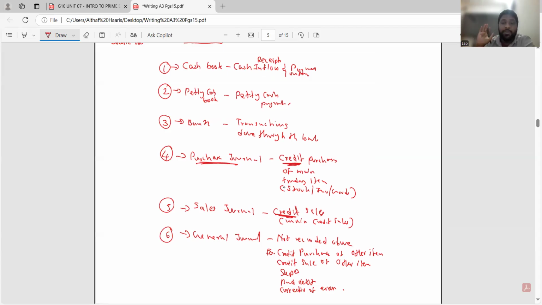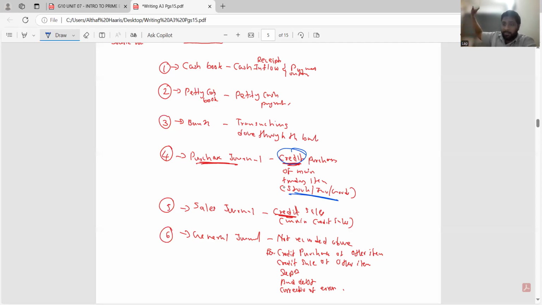First one, cash book: whatever the cash receipts and payments. Then petty cash book: whatever the small payments. Then third one, bank account: whatever the transactions done through the bank. Then the next one is the most important one where most of the students make mistakes. The purchase journal is used only if it is a stock purchase on credit basis. Stock purchase, not car purchase, not van purchase, not laptop purchase, not whatever other items purchased on credit basis. Only stock purchase on credit basis. Stock purchase on cash basis, cash payment, we'll go to the cash book.